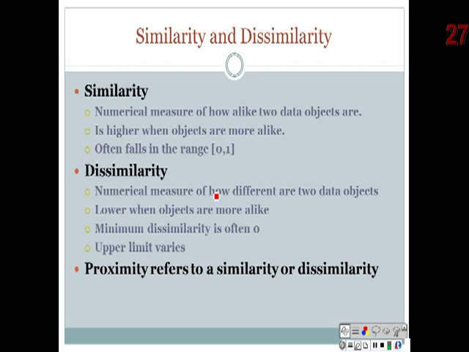Now, similarity and dissimilarity. If I have two points in this space and they are similar to each other, I will say their similarity equals 1. If they are not similar, I will say it is 0. So they fall into the range 0 to 1. If my data is not from 0 to 1, there is a technique you can use, standardization, and you can read about it in pages 66, 67, and 68.